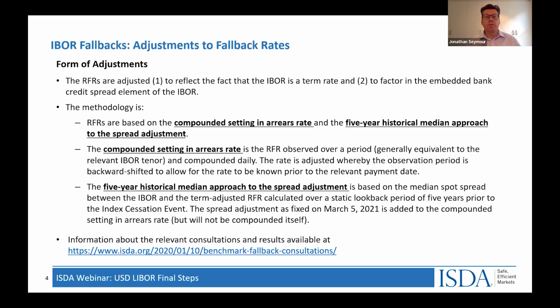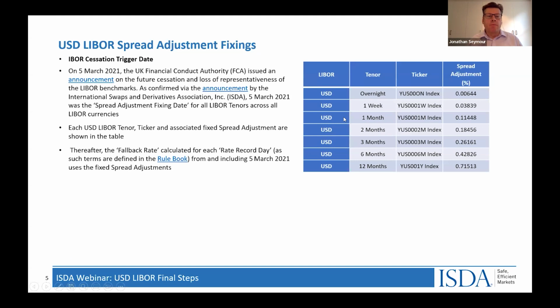So in the new world we're moving to, you're essentially waiting to the end of the period to get your rate to determine your payment, rather than, as LIBOR has, the rate available at the start of the calculation period. Now, spread adjustments are already known and published and fixed. This was as a result of the FCA announcement of the deprecation of LIBOR. It was on the 5th of March, 2021. So those rates are published.